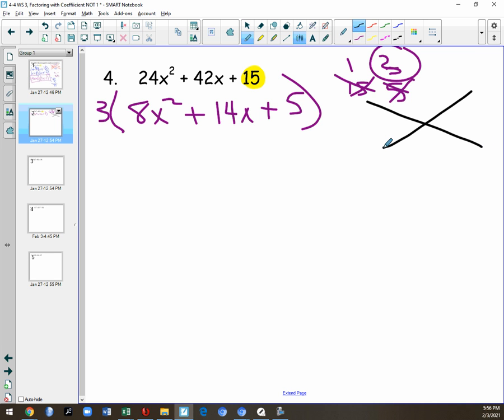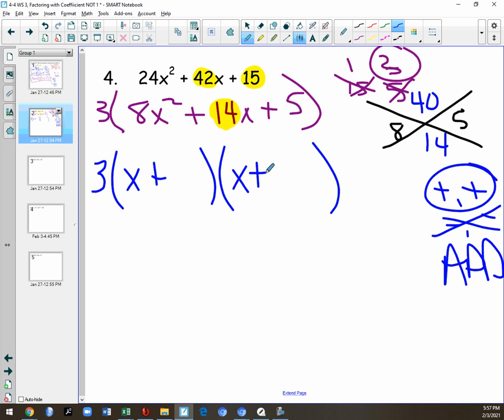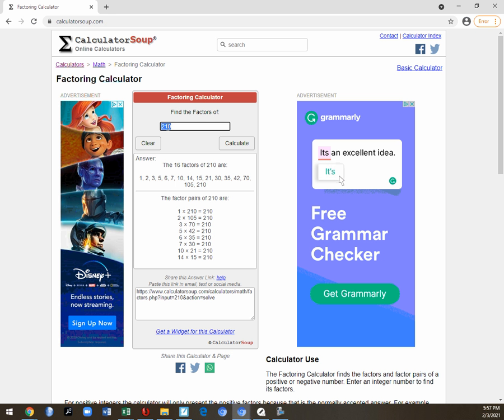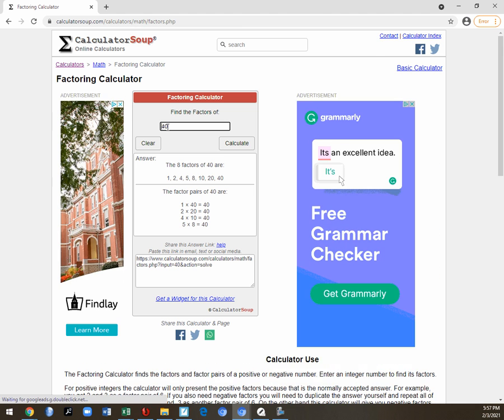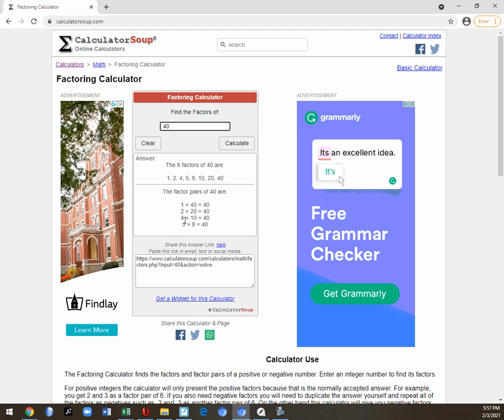So here's my x. I'm going to put 8 over here. I'm going to put 5 there. So I need to have a positive 40. Positive means plus, plus, or minus, minus. Well, if I look right here, I need to have a positive 14. So in order for me to get a positive 14, they both must be positive, and I'm going to add to get to 14. So I drop down the 3, and I have x plus and x plus. So now I need to find the factors of 40. So I go ahead to my factor finder, and I'll put 40, and I need to add to get me to the number 14. So what factors are going to add to 14?